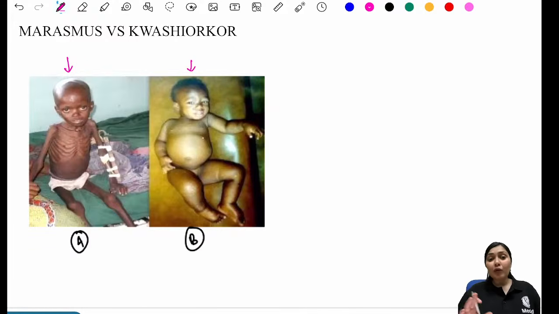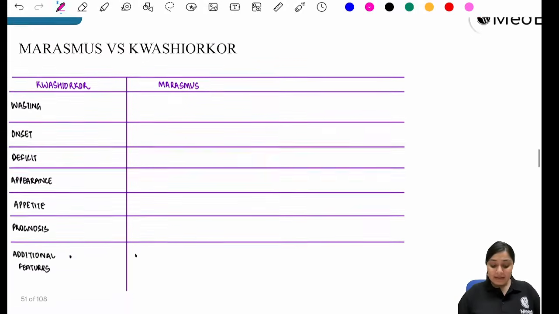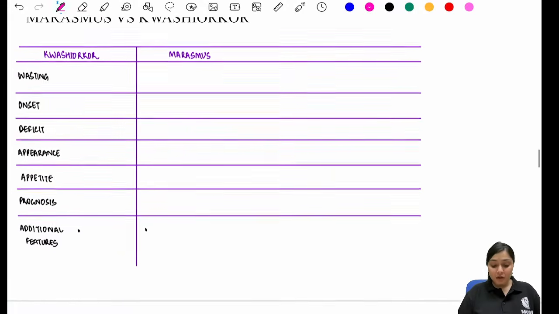What do you think out of these, which is going to have a good prognosis? Definitely, child A, the Marasmus child, is going to have a good prognosis because the appetite is preserved. But the B child is not eating, has swelled up. This child has a very poor prognosis. So with that, let's list down the differences between Kwashiorkor and Marasmus.